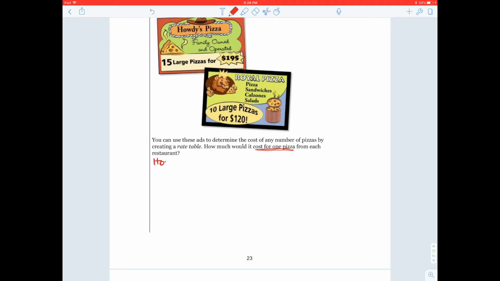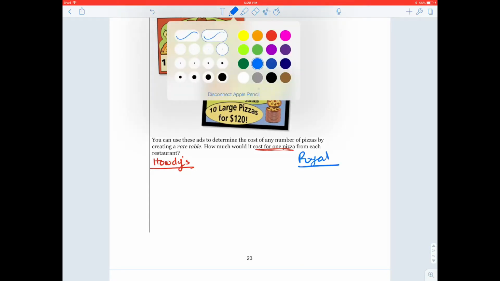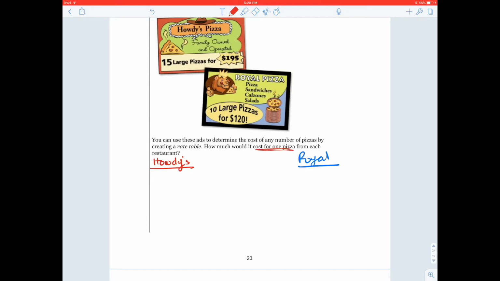So let's do Howdy's in red, and then we will do Royal in blue. All right, so I encourage you to pause the video right now. See if you can find the cost for one pizza. See if you can set up a proportion. All right, so hopefully you took the time to pause the video. Let's go ahead and get to solving this.